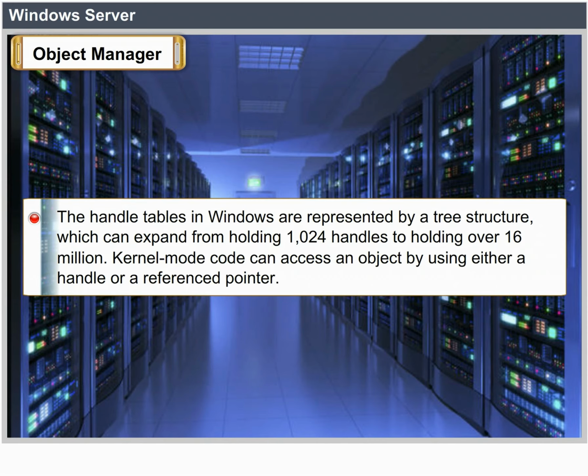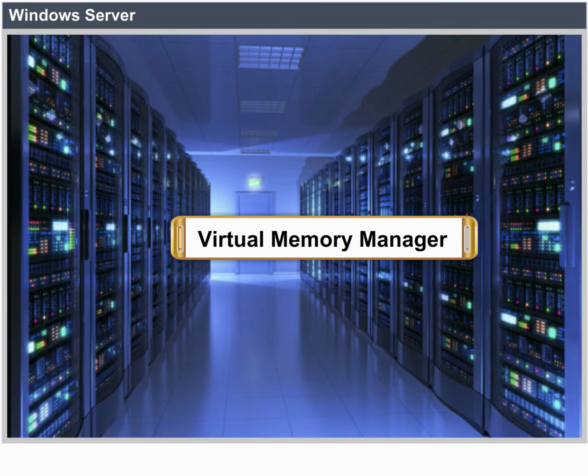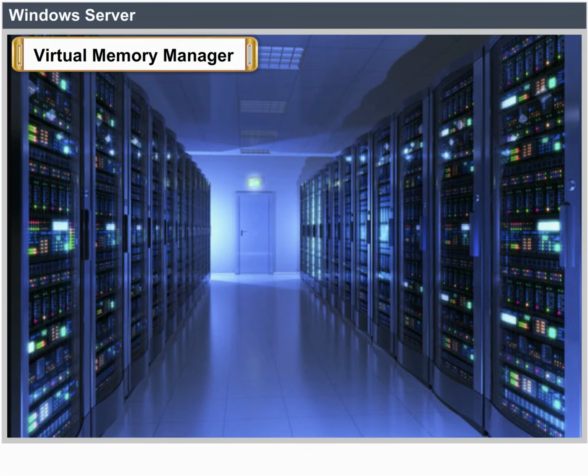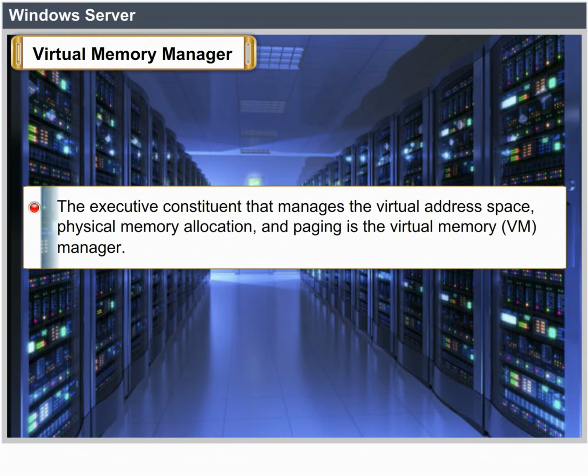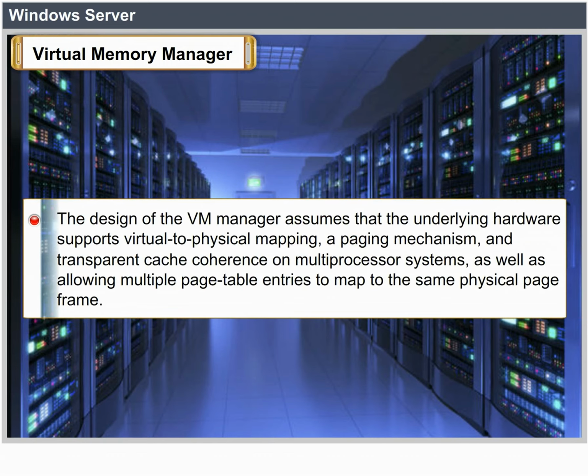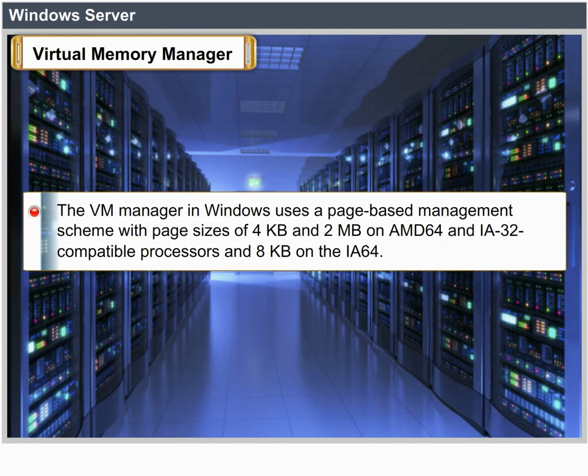Virtual Memory Manager. The executive component that manages the virtual address space, physical memory allocation, and paging is the Virtual Memory (VM) Manager. The design of the VM Manager assumes that the underlying hardware supports virtual to physical mapping, a paging mechanism, and transparent cache coherence on multiprocessor systems, as well as allowing multiple page table entries to map to the same physical page frame. The VM Manager in Windows uses a page-based management scheme with page sizes of 4KB and 2MB on AMD64 and IA32 compatible processors and 8KB on the IA64.